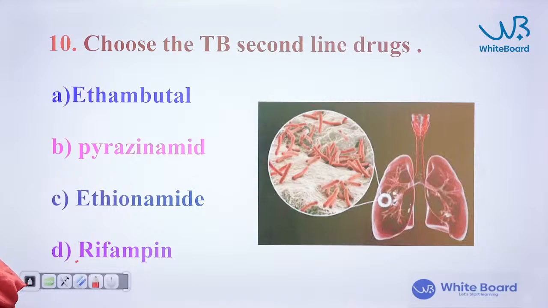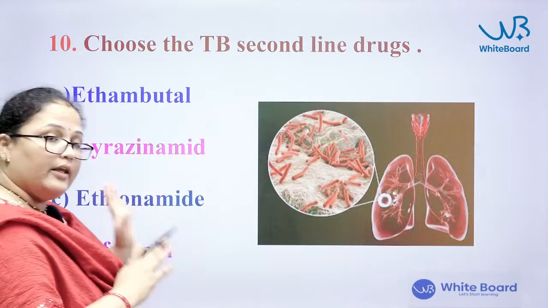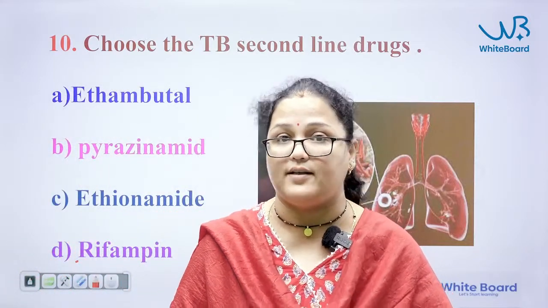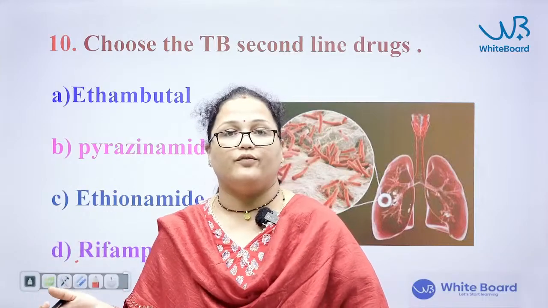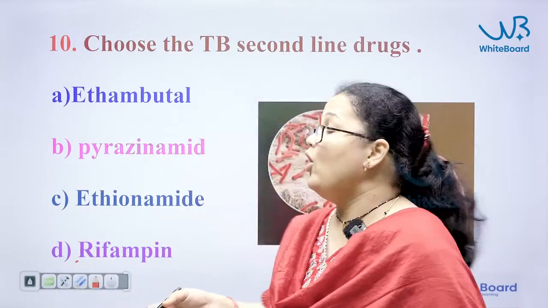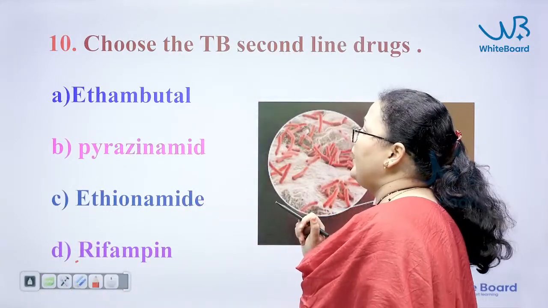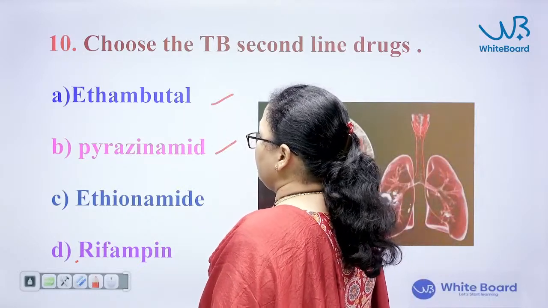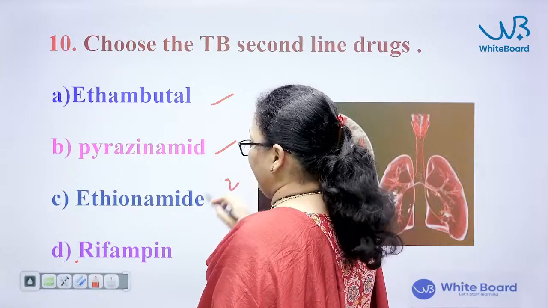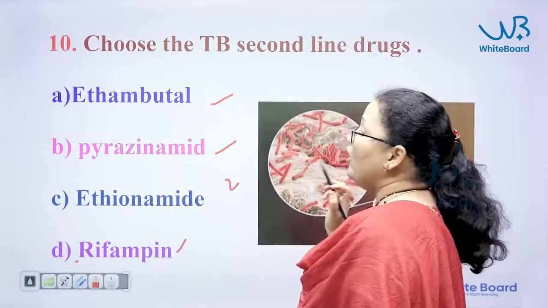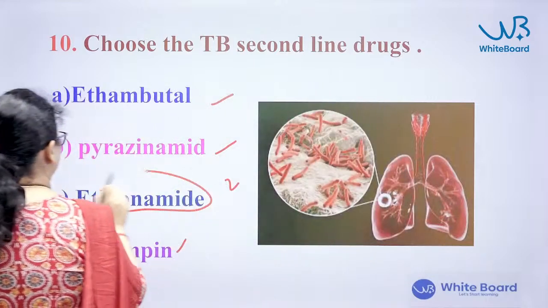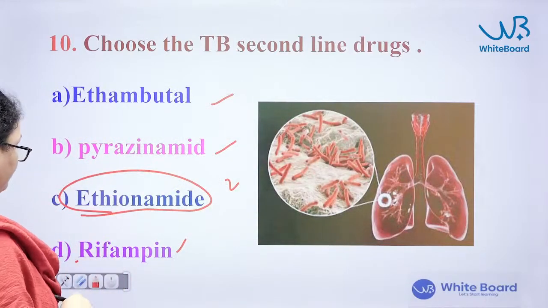Next one, choose the tuberculosis second line drug, meaning there was a first treatment drug, but there was no effect by the first chosen drug. So, they have shifted to the second line drug. So, what is a second line drug? Ethambutol is first line, pyrazinamide is first line. Next, ethionamide is second line, rifampin is first line. Okay. So, what is the correct answer? What have they told you to choose? Ethionamide. That is option C.